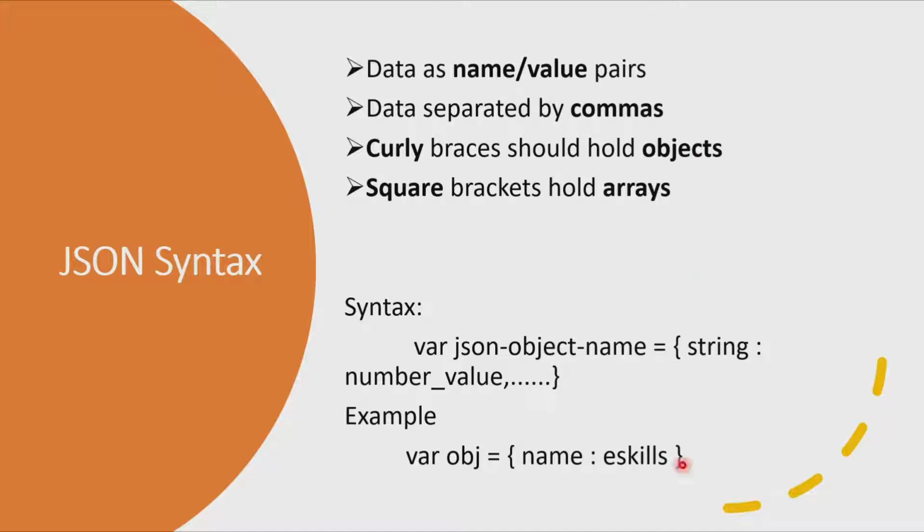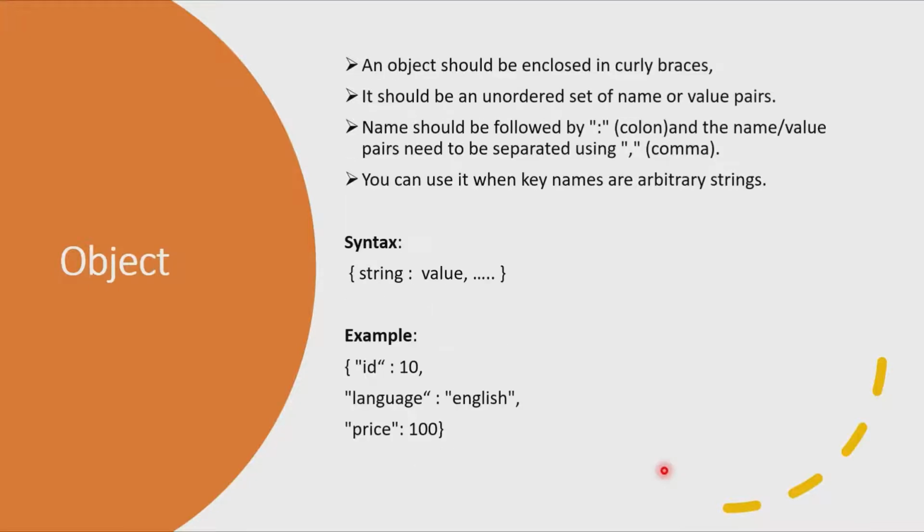This is the syntax. You have a curly bracket, then you have the name value pairs which are separated by commas. It starts with a curly bracket that holds the object, then there is a square bracket that holds the array. So this is an example. If you say variable obj, then you have to give the key value pair. And this is an example of the object.